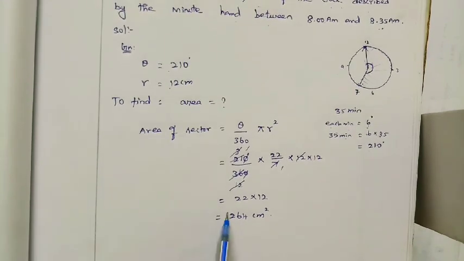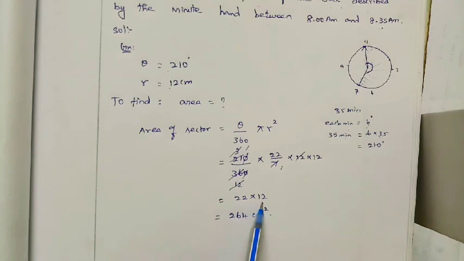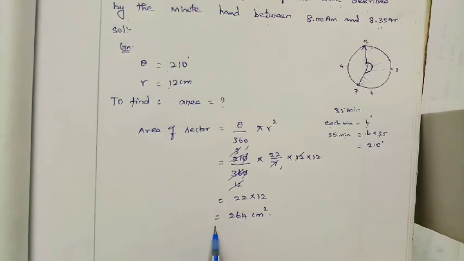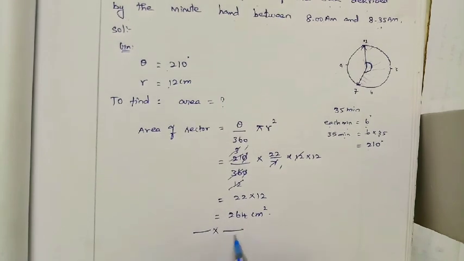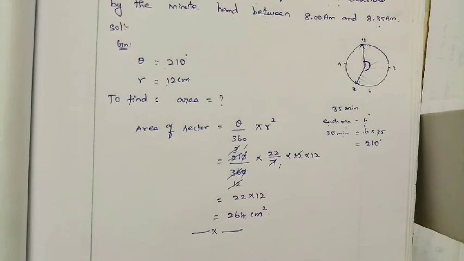Therefore, the area on the face of the clock described by the minute hand between 8 a.m. to 8:35 a.m. is 264 centimeters square. That's all, right? Thank you. Not on your homework sums.